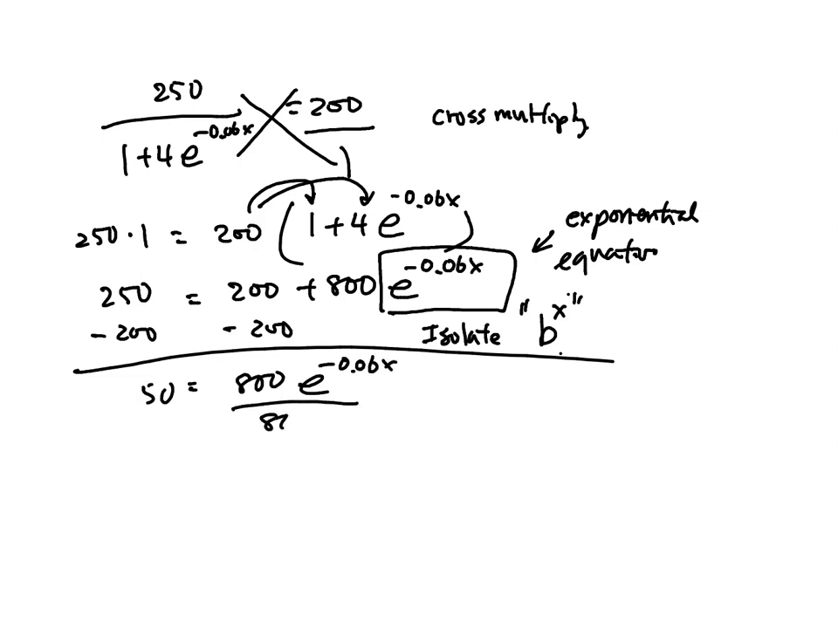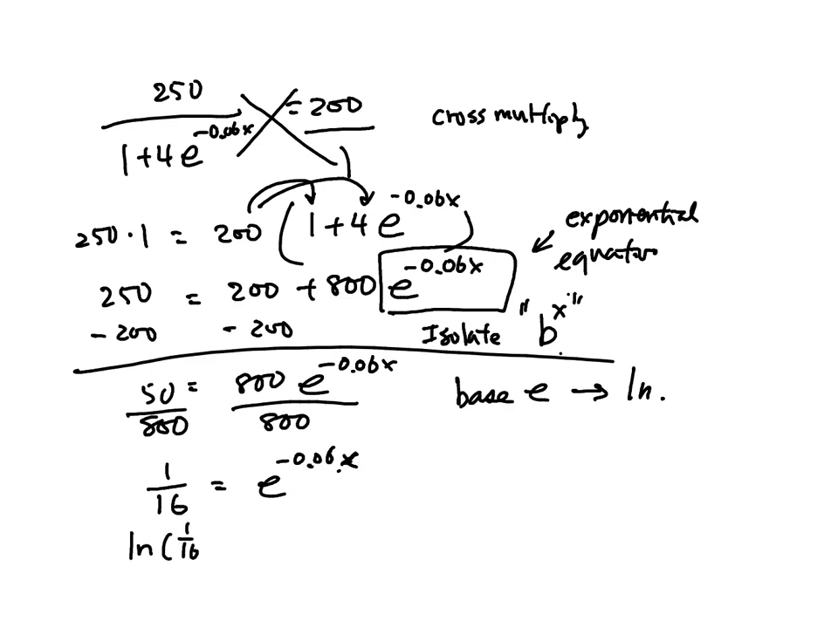Now divide by 800 on both sides. What is this? I think you get 1 over 16 is e to the negative 0.06x. Now from here, if this is the base e, it means you need to use natural log. So I'm going to take natural log of both sides. Which means we can take the exponent and put it in the front.